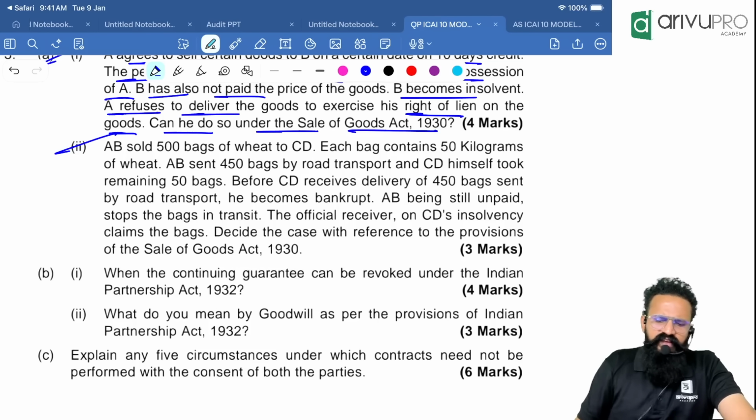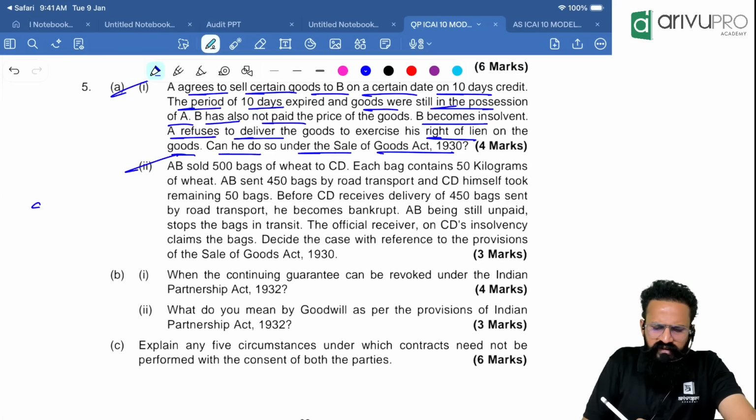Decide the case. Remember people, whenever it is right of stoppage in transit, the total agreed quantity is 500 bags.